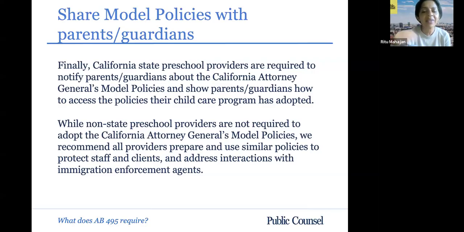Public Counsel, we have a guide that has model policies that you're welcome to use. They're very similar to the Attorney General policies. We have templates, you can adapt them to your own program, but we do think it's a good idea for all providers to have some kind of policy in place for what to do when these situations arise. So in the next few slides, I'm going to talk about what the Attorney General model policies look like. And like I said, only the state preschool programs have to adopt these by July 1st, but it's good for all of us to have policies like this.